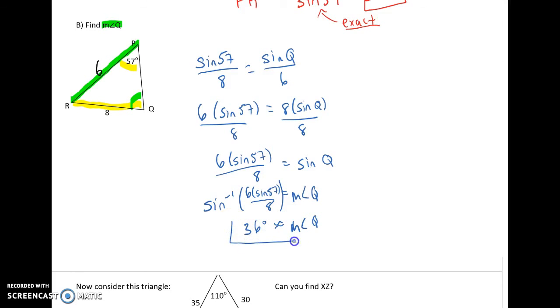Yeah. All right. So don't be freaked out when you see this huge thing. Again, just put it into your calculator one step at a time. You can do 6 times sine 57, divide that by 8, and then take the inverse sine of that. Or if your calculator can handle it all in one line, just put it all in one line, keeping track of your parentheses.